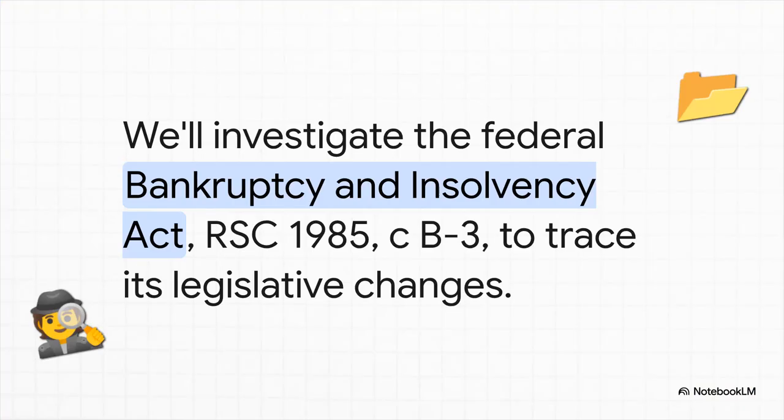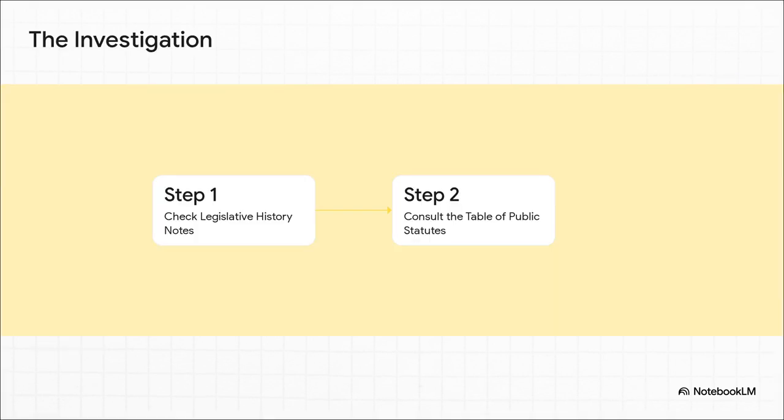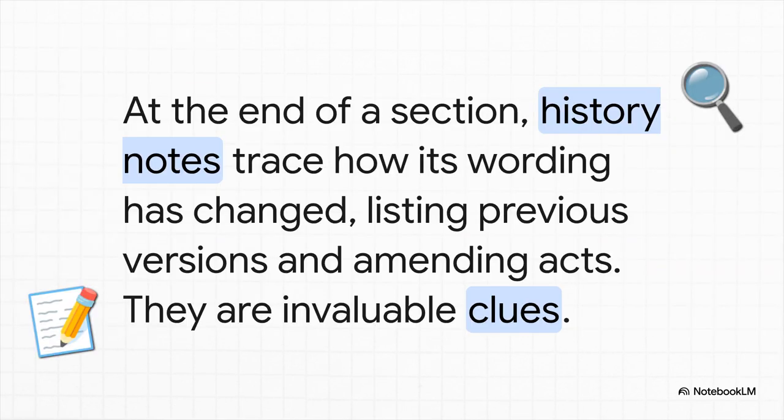To make this all feel a bit more real, we need a case to solve. We're going to use the Federal Bankruptcy and Insolvency Act. It's a big, important piece of Canadian law, and we'll be using it to see how this whole investigation works in the real world. Our investigation really boils down to two main steps. First, we're going to look for clues that are actually hidden right inside the law itself, these things called legislative history notes. And second, we'll bring in the big guns, the official government record of all legal changes, the table of public statutes.